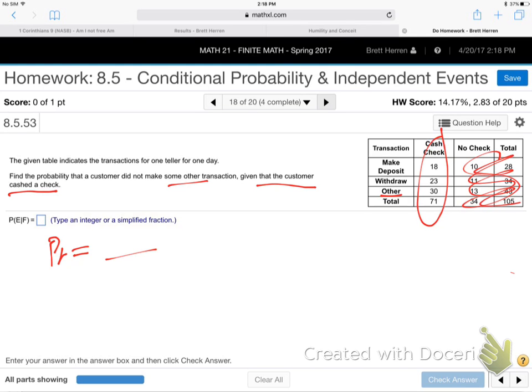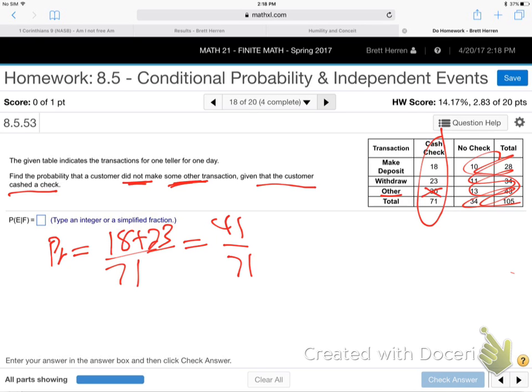Okay, so we know the denominator, right? 71, that's good. Now it's all about the numerator. That's a little tricky. They say, did not do the other. So they didn't do the other. So you got to add up the 18 and the 23. It's both those. Does that make sense? It's not the other. That's a little weird. What's that? Is that 41? Over 71.